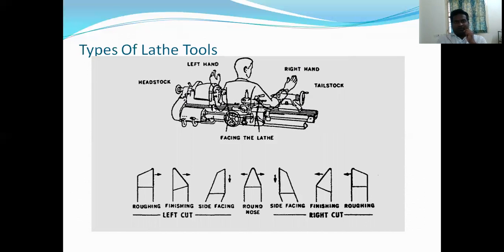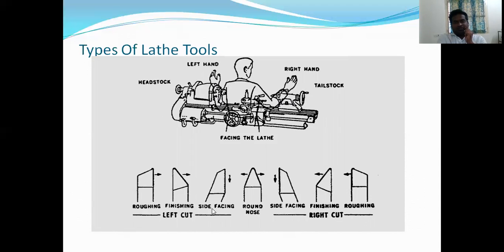If we are using left hand tools, we are moving our carriage from left to right. So that's why for right hand tools, the cutting edge is at the left side. For left hand tools, the cutting edge is at the right side. And observe here, different types of tools are there. For this tool, the cutting edge is formed here only.